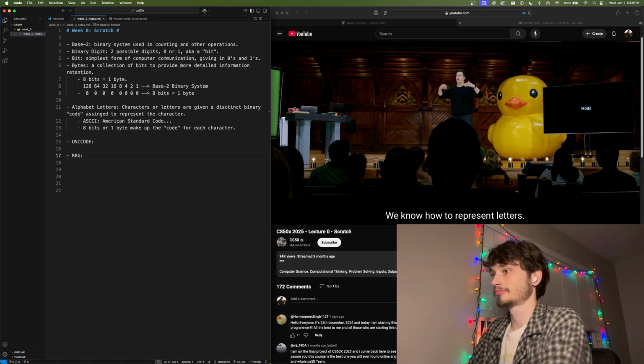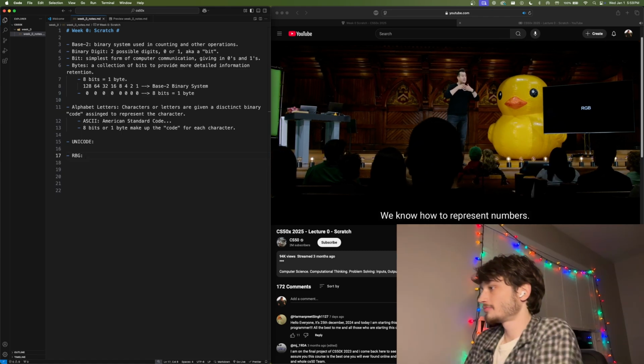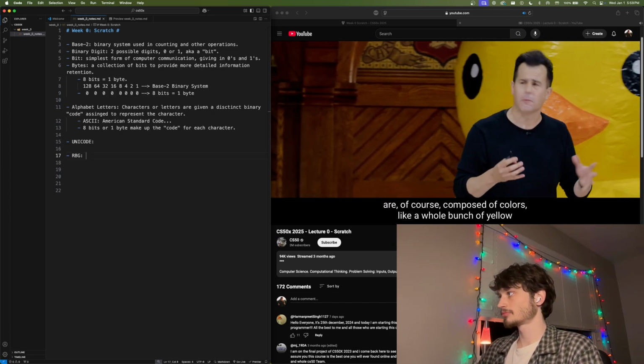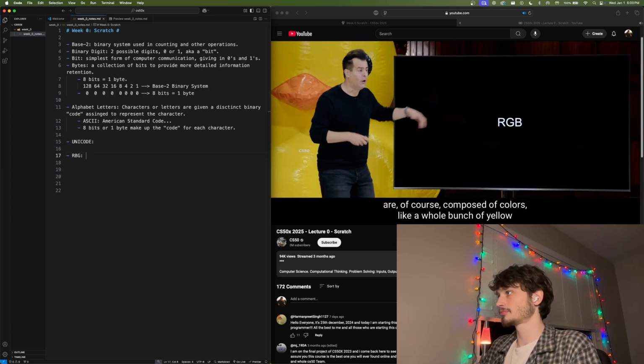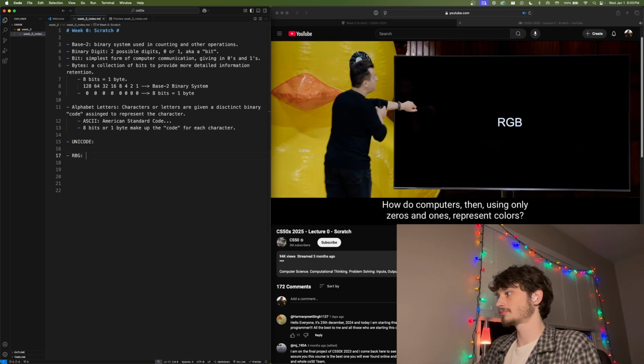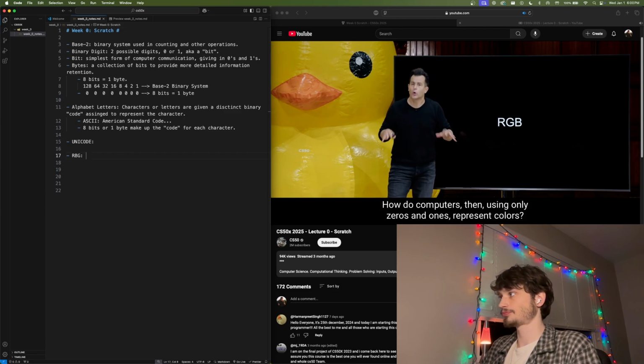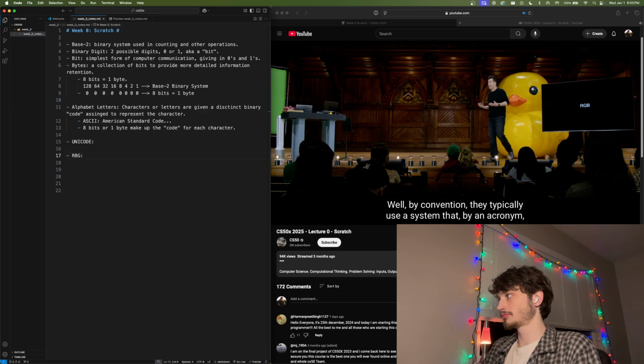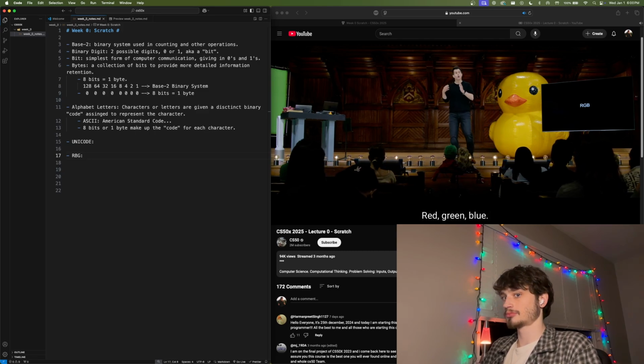So let's again recap. We know how to represent letters. We know how to represent numbers. We can even represent emoji. But those emoji, technically, on the screen are, of course, composed of colors, like a whole bunch of yellow for that smiley face. How do computers, then, using only zeros and ones, represent colors? Well, by convention, they typically use a system that, by an acronym, is called RGB: red, green, blue.